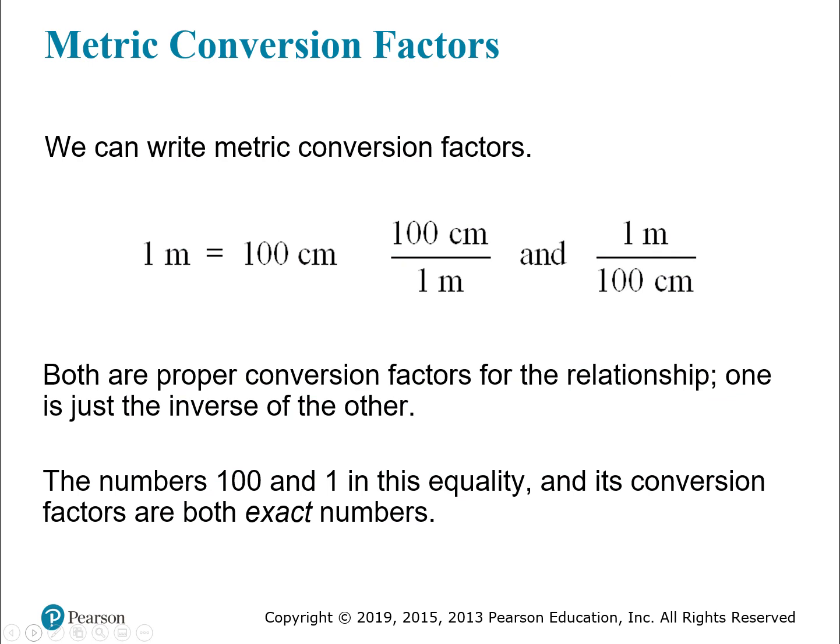So now we're going to talk specifically about metric conversion factors. We'll continue using our example with 1 meter is equal to 100 centimeters. Remember that this is called an equality. And from there, you can write conversion factors. And they look like fractions. The 100 and the 1, those are exact numbers. So if you're using this, you would not be using the number of sig figs in the 100 or the number of sig figs in the 1 to determine sig figs for a calculated answer.